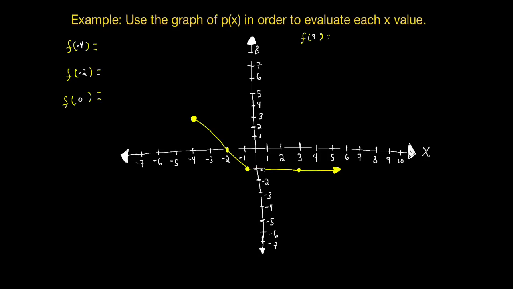So let's look at -4. And -4 is right here, and we have our value right here at +3. So here f of -4 is +3. Let's go for the next one, -2. So at -2 we see that we don't go up, we don't go down, we stay here.